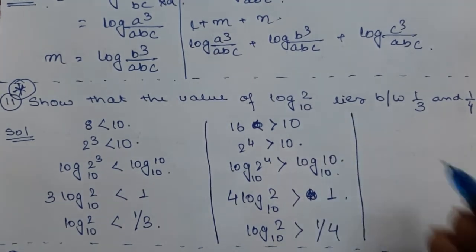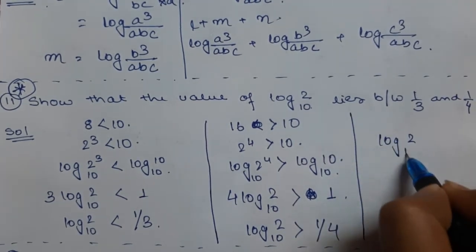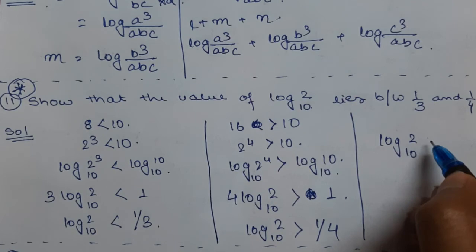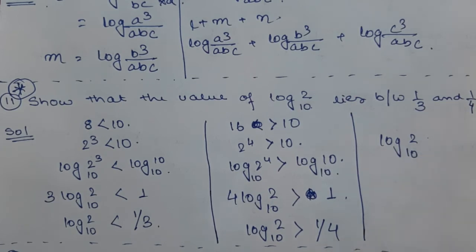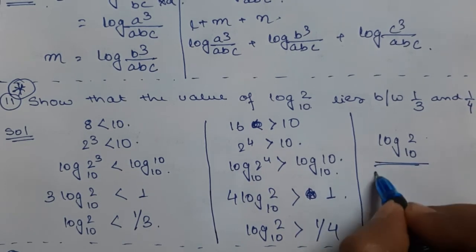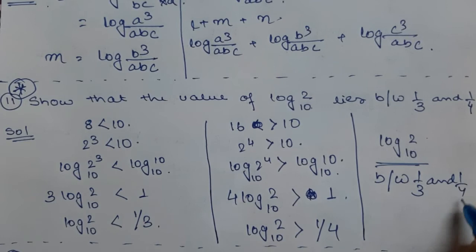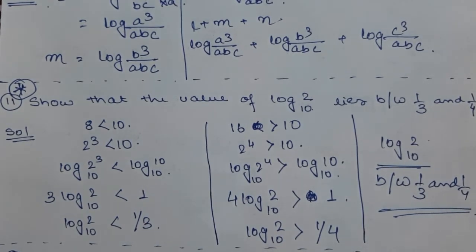So finally we can write it as log 2 to the base 10 is less than 1 by 3 and greater than 1 by 4. Is there any problem? So log 2 to the base 10 lies between 1 by 3 and 1 by 4. I think it is an easy one, right?